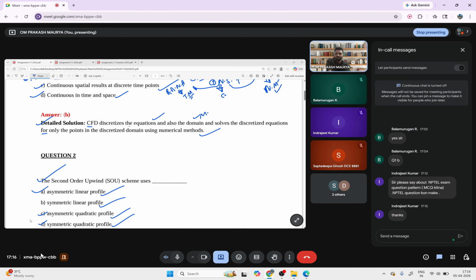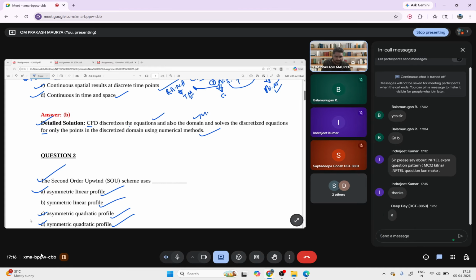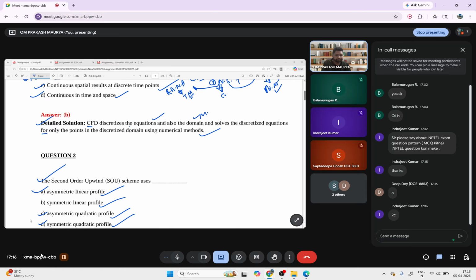One thing I'll suggest: if you are going for the final exam, you have to revise all your assignments from week 1 to week 11. So definitely you will get more than 50% marks. Okay, so Deep is telling A, asymmetric linear profile, Indrajit is telling C, asymmetric quadratic profile.